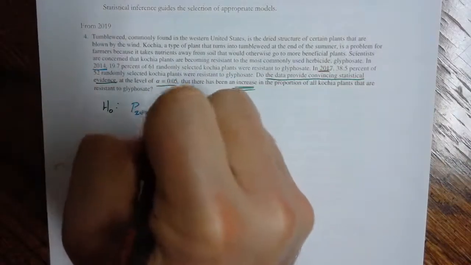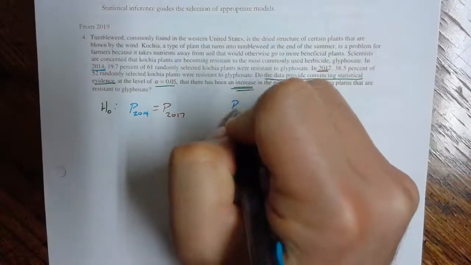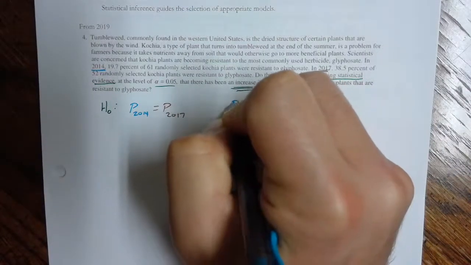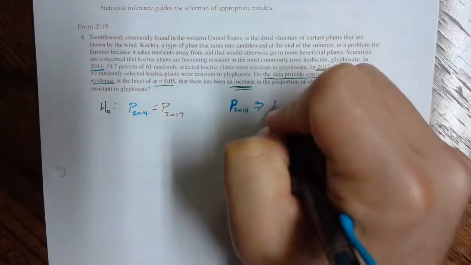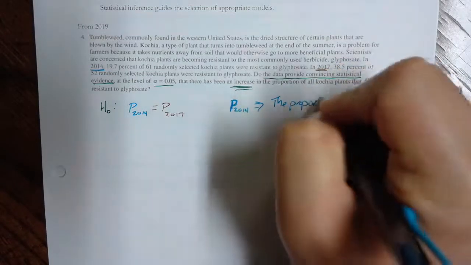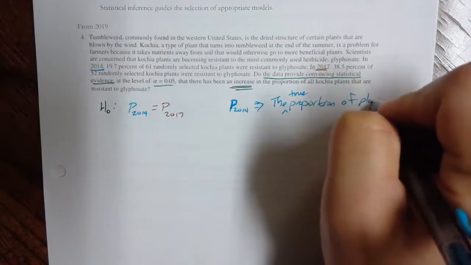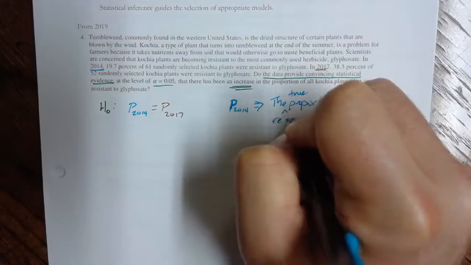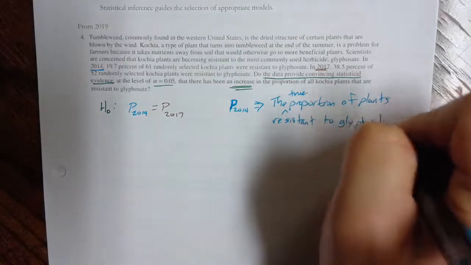But we have to define these. We can't just leave it like this. This isn't sufficient to describe what the proportion is. This doesn't say if it's the proportion that are resistant or not resistant or what. So we have to be specific in how we define these. So we're going to do that here. What I want to represent, P for 2014, this is the proportion, and I should even write the word true proportion. The true proportion of plants resistant to glyphosate in 2014.